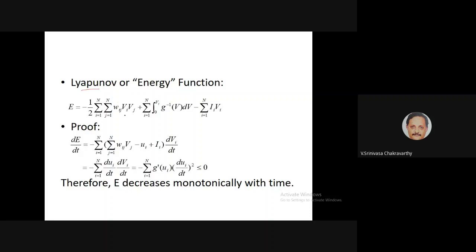In the context of dynamical systems, it's called a Lyapunov function. But since Hopfield's original motivation was to compare the dynamics with the spin glass dynamics of magnetic materials, where the same expression is the Hamiltonian or the potential function, you call this the energy function. Okay, but whatever the terminology, this is the function.